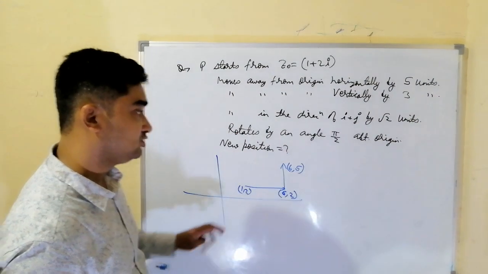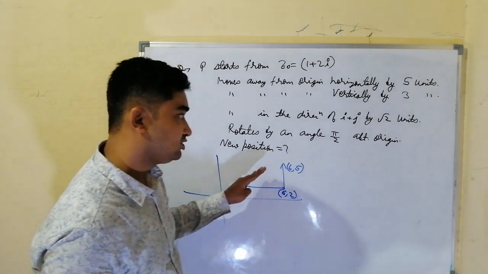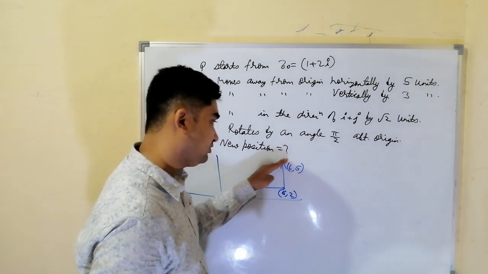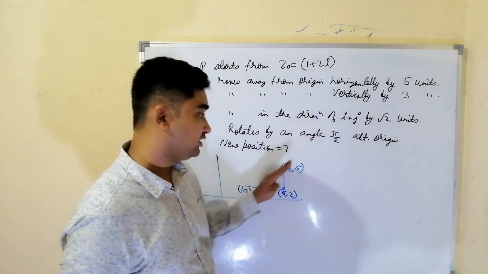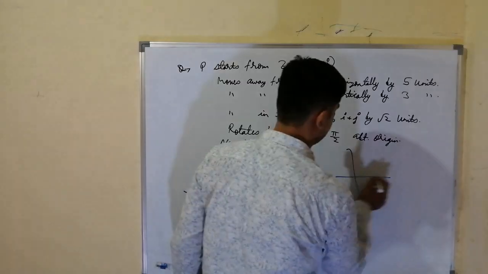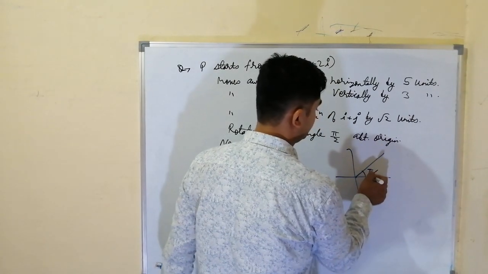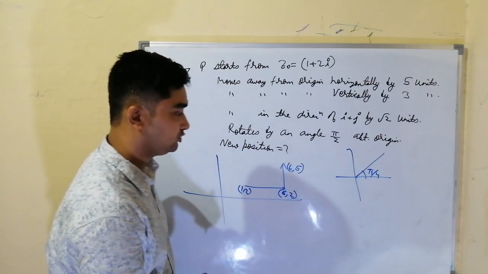Then it moves in the direction of i plus j. What is the direction of i plus j? It is the direction of angle pi by 4, because x plus y, i plus j, is at angle pi by 4 like this, x equal to y. It moves in the direction of pi by 4 by √2 units.